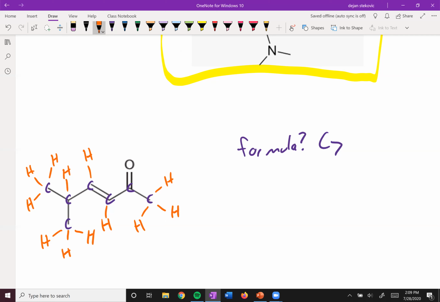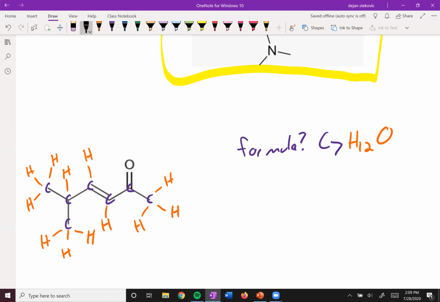And so if you count them up, 3, 4, 5, 6, 7, 8, 9, 10, 11, 12, there's 12 hydrogens. And then, of course, don't forget about the oxygen, right? So you see how the skeletal structure contains the same amount of information.